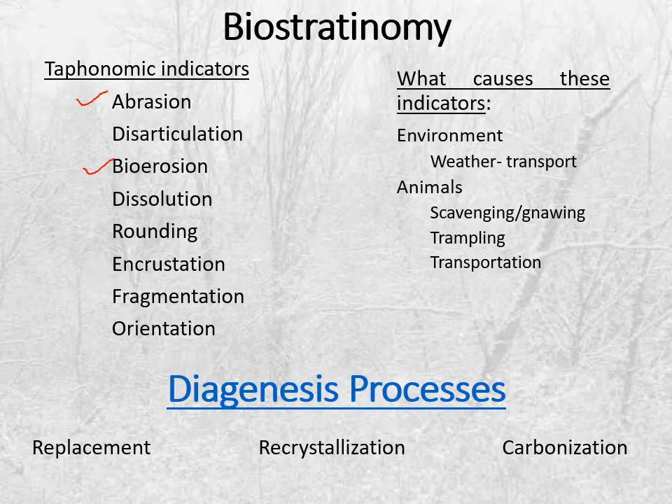So those are known as bioerosion. Dissolution of the organism's hard part mainly, rounding of the cells, any sharp edges of an organism during prolonged abrasion, those sharp edges become rounded. So more roundness of an organic cell's edge indicates that they are abraded for a prolonged time.